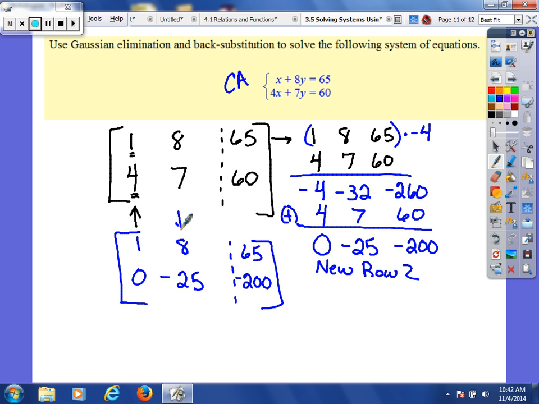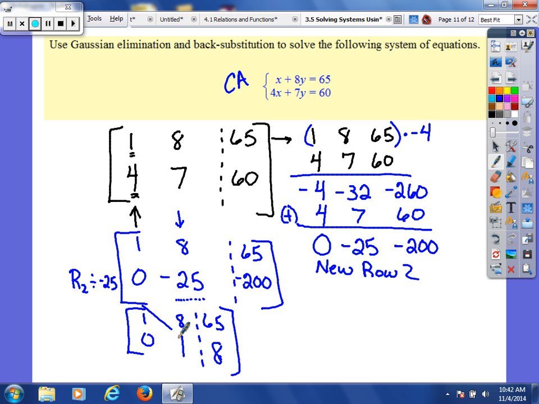Now I move on to column 2. What do I need to make first? Hopefully you're thinking 1. That needs to be a 1. How do I make a negative 25 a 1? Well, wouldn't we take row 2 and divide by negative 25? Or multiply by negative 1 over 25. So what we have now is we have 1, 8, 65, 0, 1, because negative 25 divided by negative 25 is 1. How many quarters are in $2? Should be 8. And so we should get 8 here if you're not sure. Okay, you can do that division. But we end up getting 8.